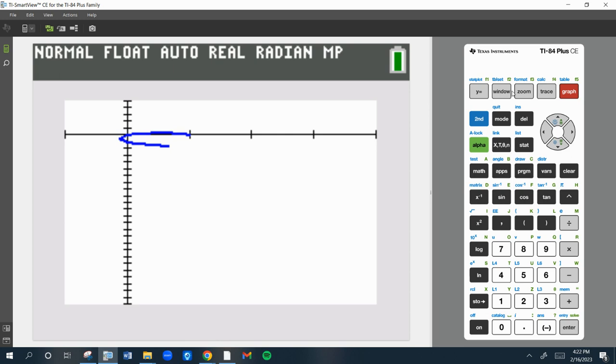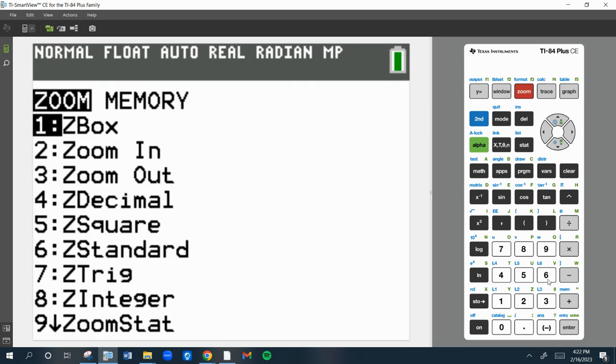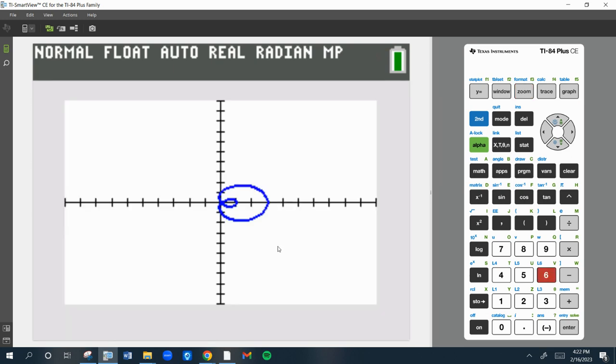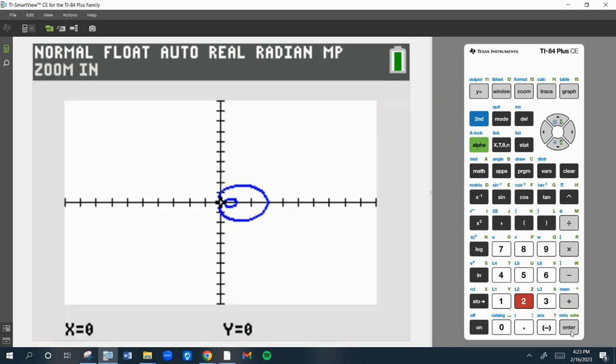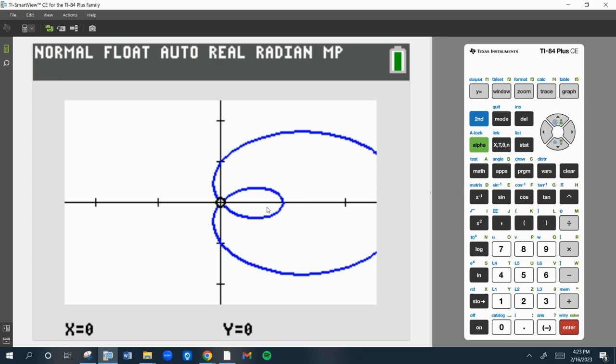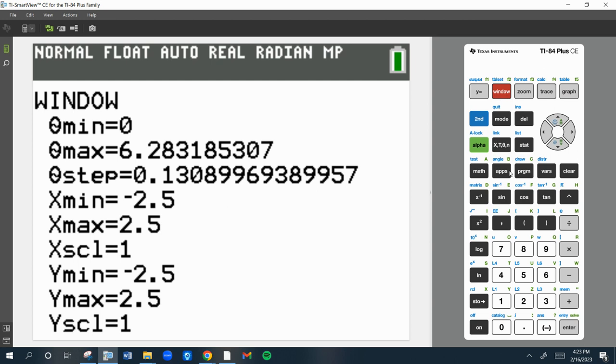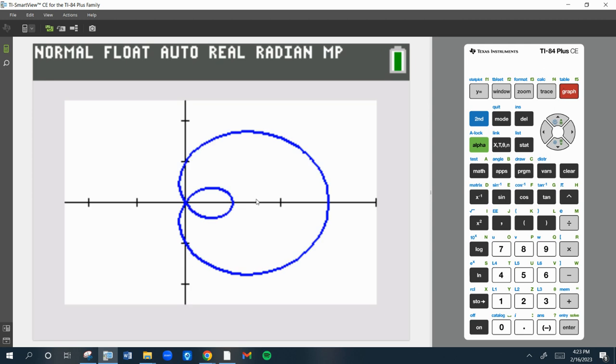So the graph, let me zoom. Standard. Now that looks pretty good. Now I'm going to zoom in, because I think it will look really good if I zoom in just once. As a matter of fact, let me extend the window just a little bit to the right so we can see the whole graph.